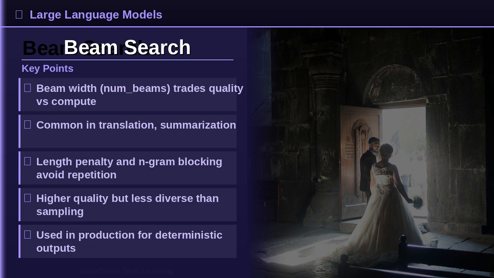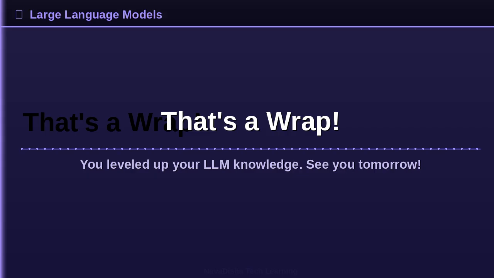Summarization. Point 3. Length penalty and n-gram blocking. Avoid repetition. Point 4. Higher quality, but less diverse than sampling. Point 5. Used in production for deterministic outputs. And that is beam search explained.